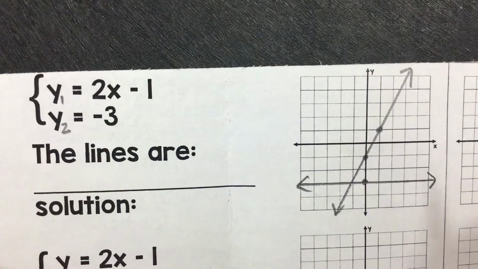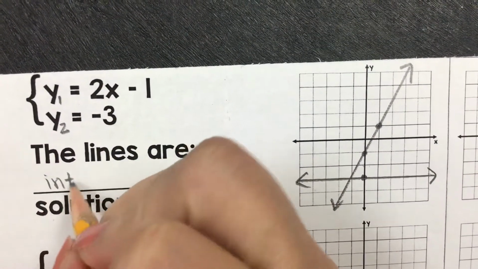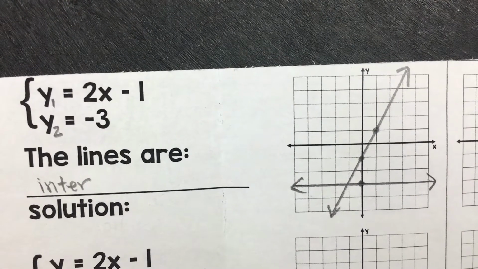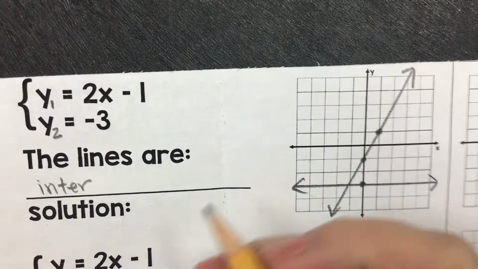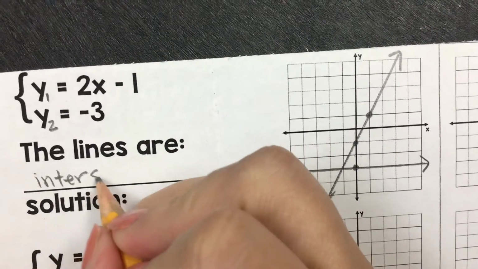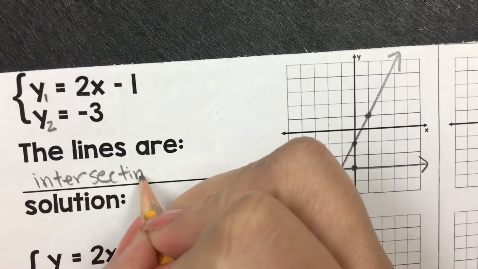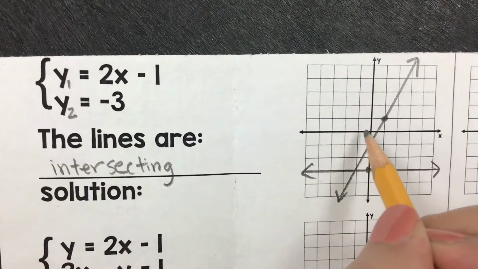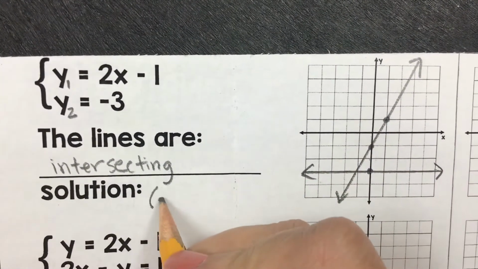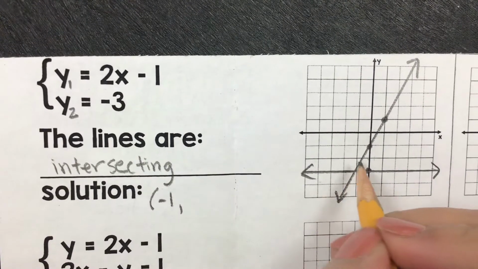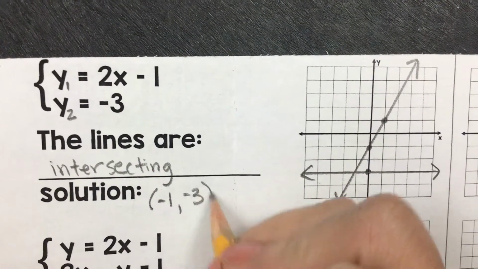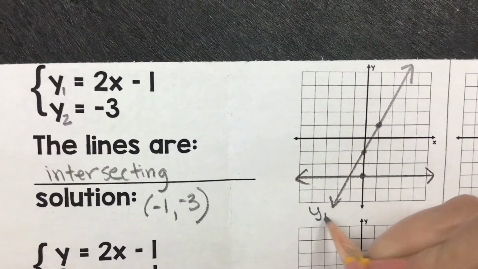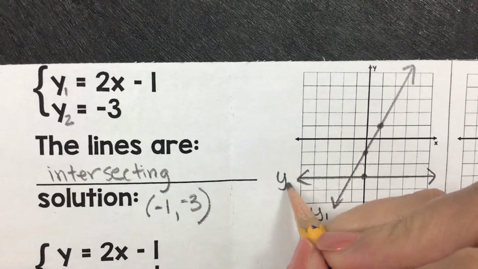So these lines are intersecting. That means that there is one solution. And the solution is the point where they intersect, so you're going to write -1, -3 as the solution. We're going to call this y1 because it was the first equation, and this one y2.